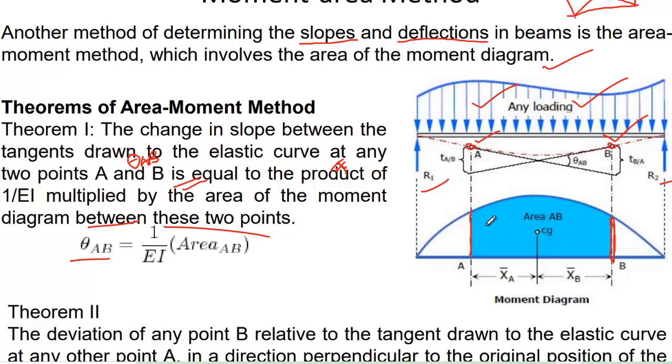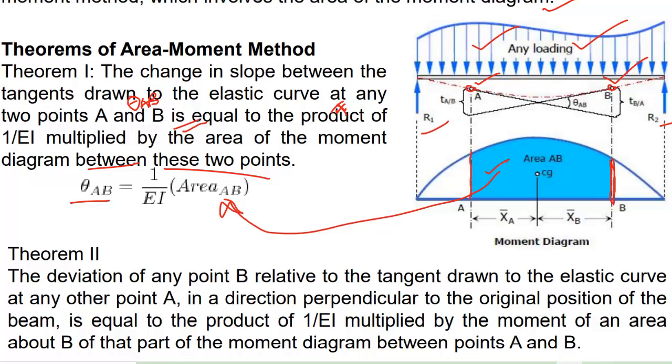Okay, so what is the value of the area here? We'll put it here. So what is the main technique you need to know here to calculate this theta AB? The main technique is to draw the moment diagram and get the area of the moment diagram. That is the main challenge here. The rest of the things are easy, right? Because E and I are the properties of the material. Usually you will be given this information, or you can decide.